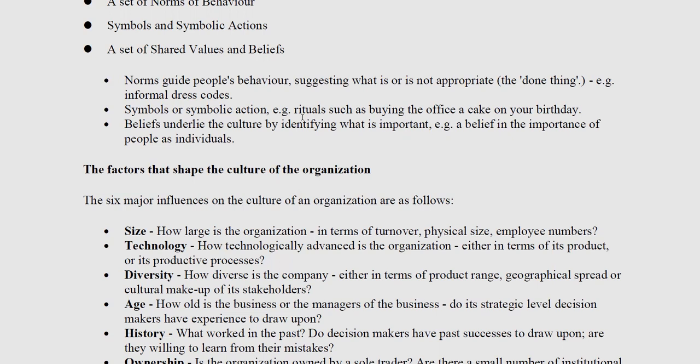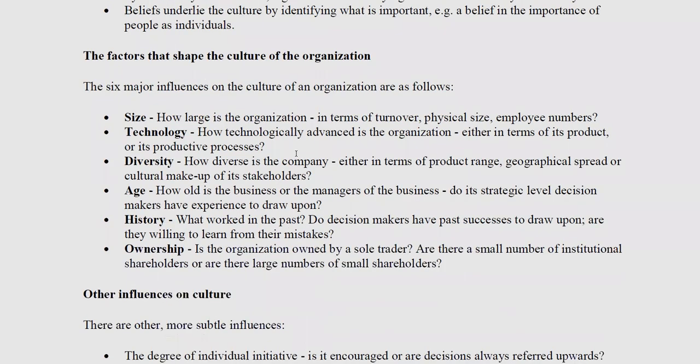Okay, now there are some factors that shape or influence organizational culture. Okay, so we can have the size. How big is the organization? Are you getting it? So the size of the organization can influence the structure, the culture. Also, the technology being used. How advanced is the technology in terms of product and productive processes? Diversity. How diverse is the company? Their product scope, product range, geographical spread, or cultural makeup of its stakeholders. Where do they come from? Do they come from all over the place?